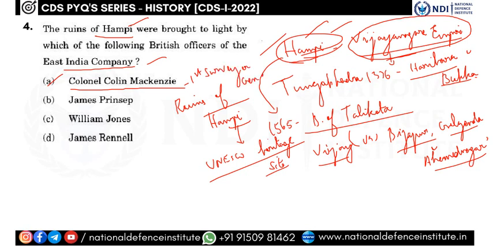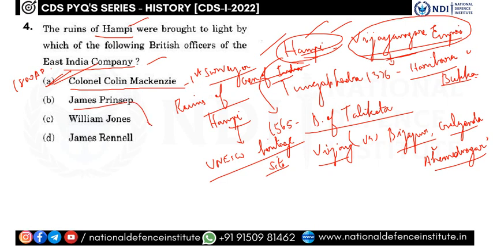He is the first Surveyor General of India, Colonel Colin Mackenzie. Yes, he also gave the first survey map of this Hampi. So he only brought to light the ruins of Hampi in the year 1800 AD. Yes. So the answer is A.